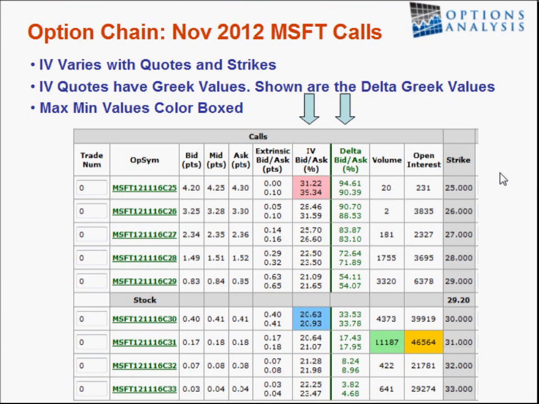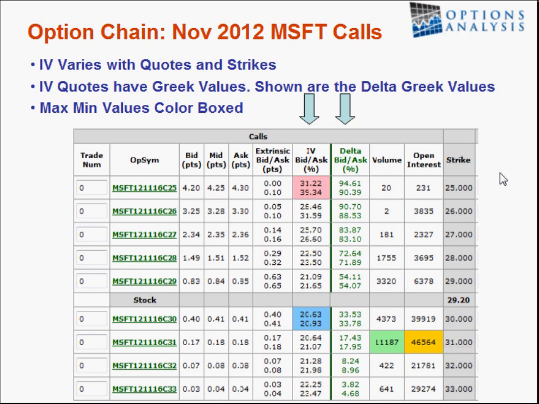Here's the option chain from Microsoft for November. I am focusing on the IV column and the delta column. The IV column is the implied volatility from the quotes that you see under the bid and the ask. We see that the quotes that are at the money have a lower implied volatility than quotes that are out of the money. The implied volatility is a really nice number.